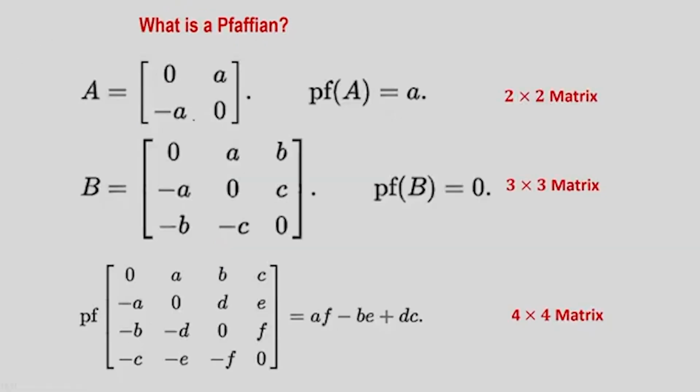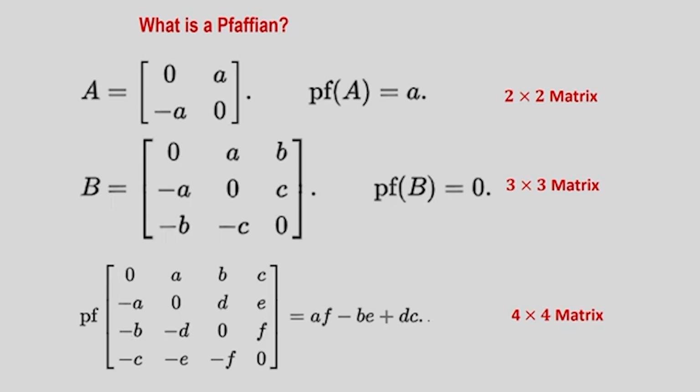So, if you take a 2 by 2 Hamiltonian, the Pfaffian is just that off-diagonal element. For a 3 by 3 Hamiltonian with such a matrix structure, the Pfaffian is 0. For a 4 by 4 matrix with the diagonal elements equal to 0, so this is a purely off-diagonal matrix, all the diagonal elements are strictly equal to 0, the Pfaffian is equal to A into F minus B into E plus C into D and so on.